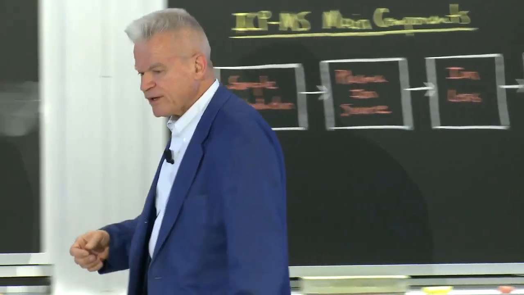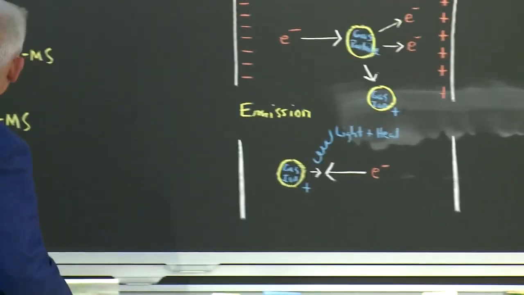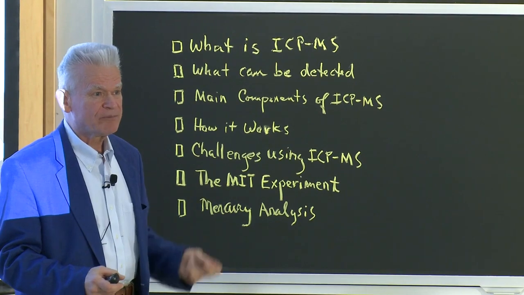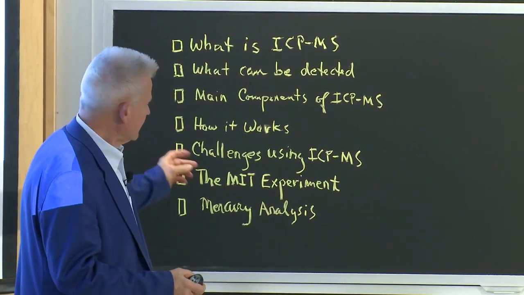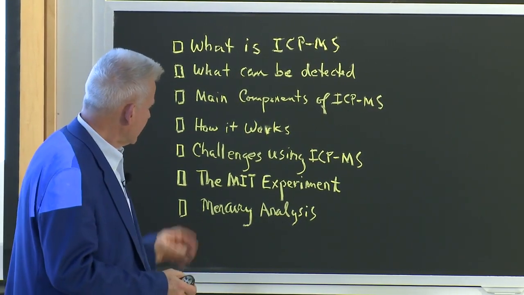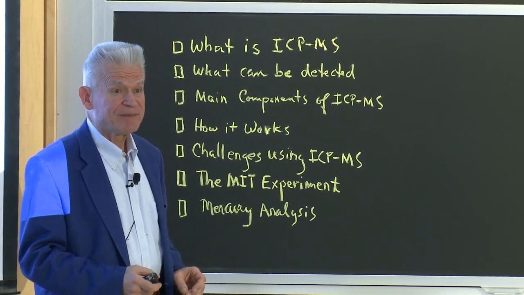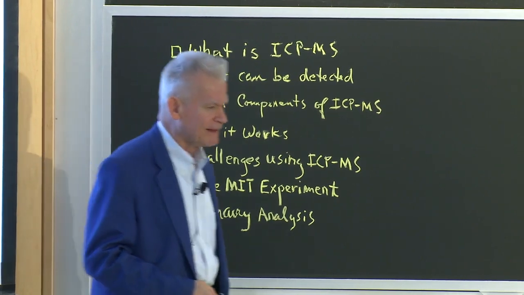So we're going to answer a series of questions here. What is ICP-MS? What can be detected with it? What are the main components? How does it work? And some of the challenges we're going to face in using it. And then we'll talk a little bit about the MIT experiment, and we'll spend the last 10 minutes or so talking about mercury analysis.